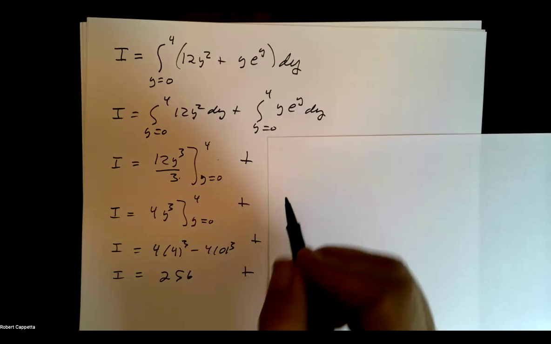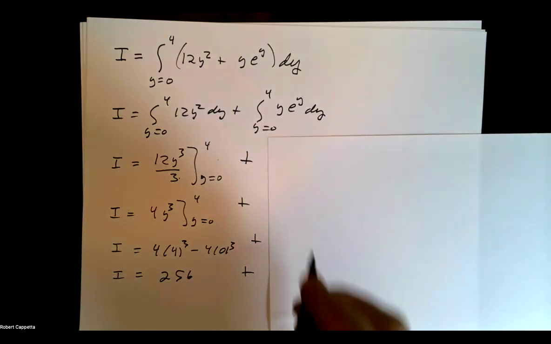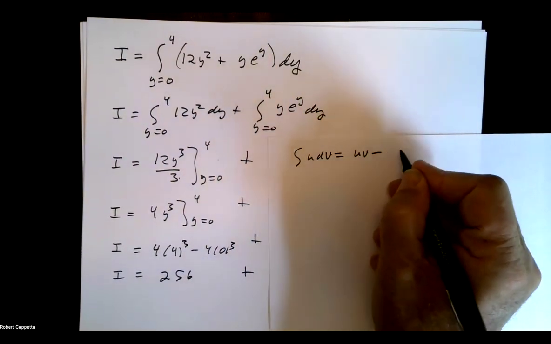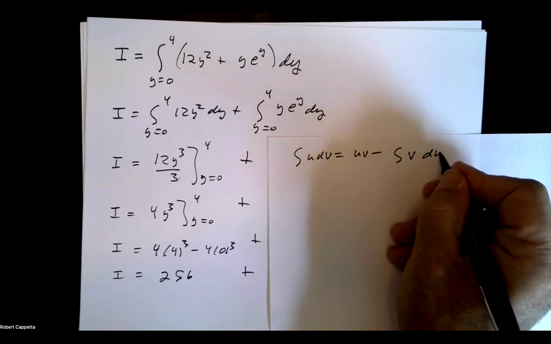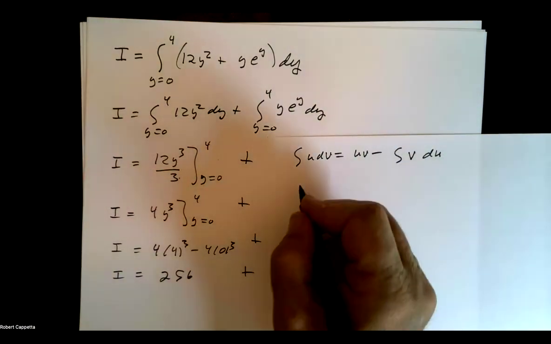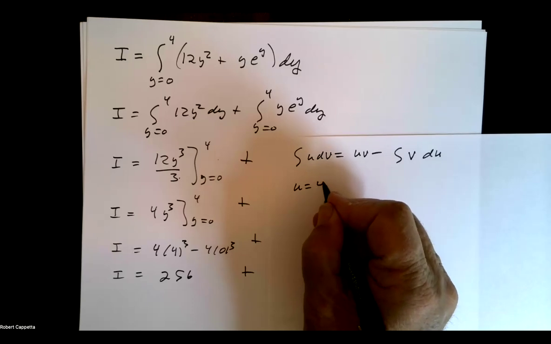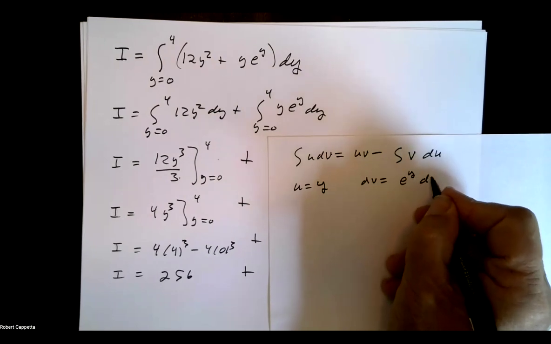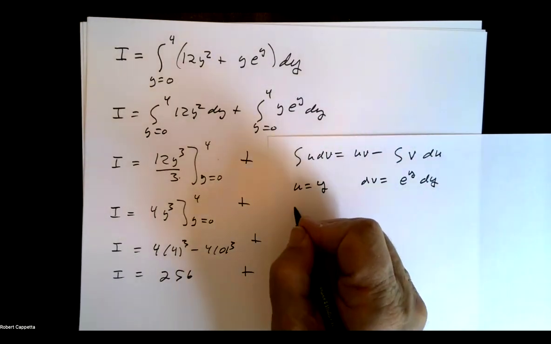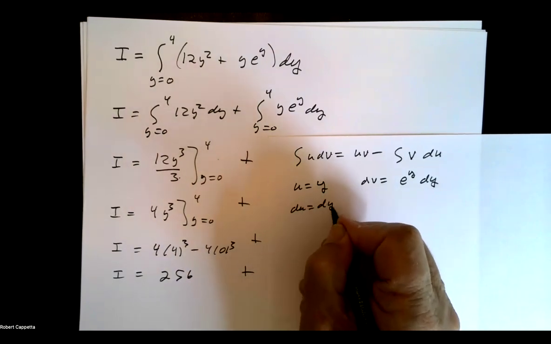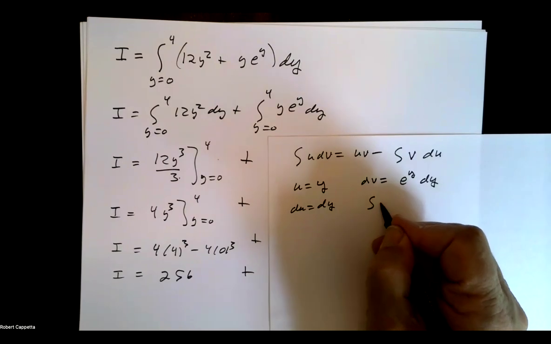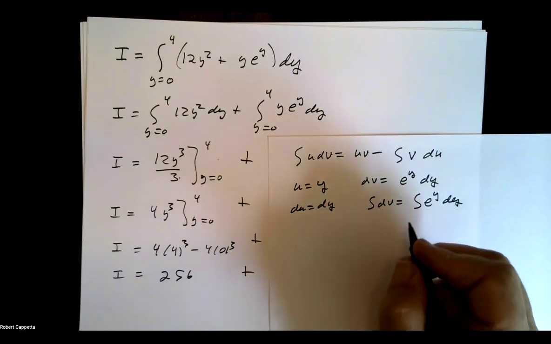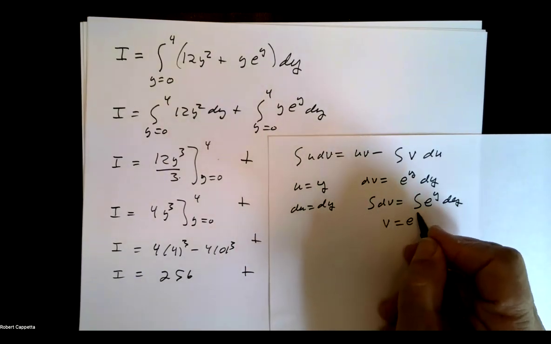Now the second integral is going to require integration by parts, so let's remind ourselves of that. The integral of u dv is uv minus the integral of v du. I'm going to let u equal y, and dv equal e to the y dy. So du is going to equal dy, or du/dy is 1. The integral of dv is the integral of e to the y dy, so v is e to the y.